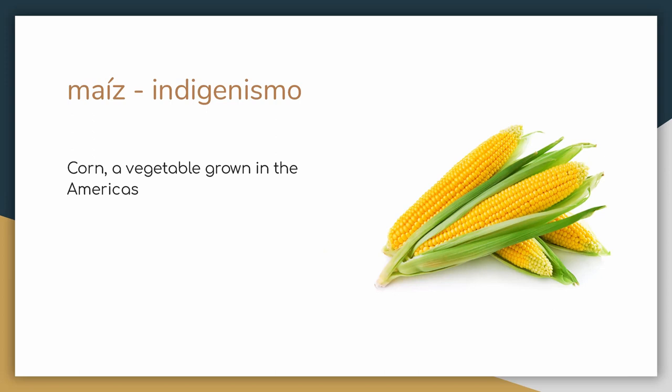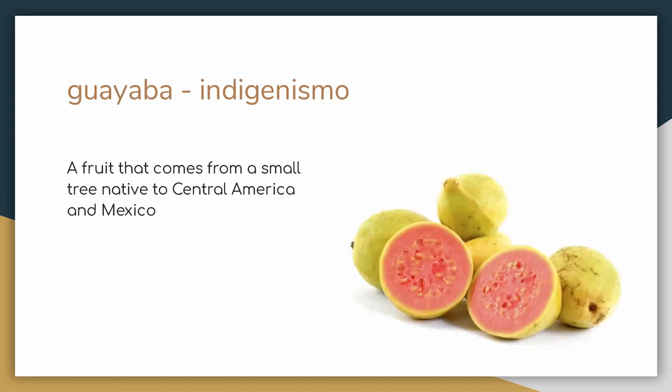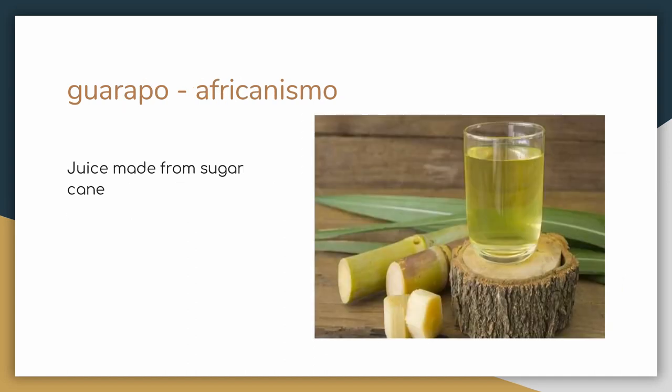Then we have a fruit, guayaba. And this actually comes from a tree that's native to Central America and Mexico. And this is from an indigenous language because the tree is native to this area. So the people that identified it first were native to this area. So the word was here before the Spaniards came. So this is another one that's gotten absorbed into the Spanish language as Spanish, but it has its roots in the indigenous languages of the Americas.